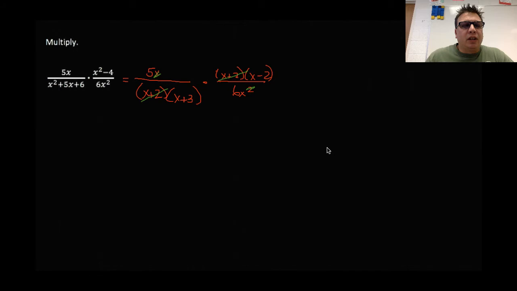So now rewriting this, it's just going to be 5 times x minus 2 in the numerator. Then in the denominator, 6x times x plus 3. Now there's no reason to go through and multiply all this out unless the problem asks you to. So if it doesn't ask you to, you're done. There's nothing else that you need to do here.